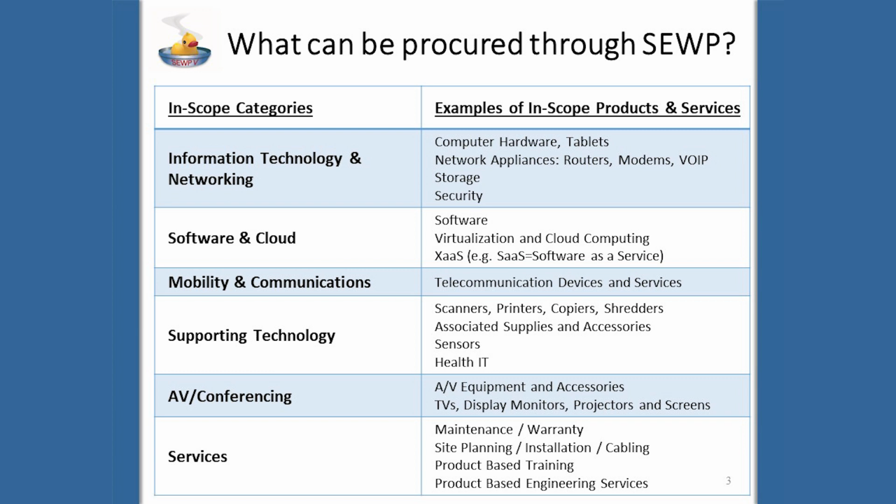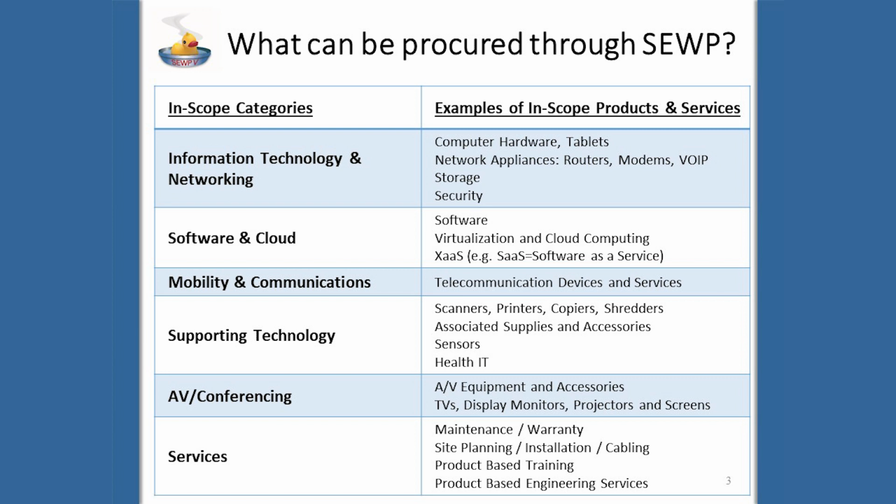Health IT is also a major component of SEWP 5. Along with all the above, the other category is audiovisual and teleconferencing and video conferencing support. Here again, any technology falling within that category is within the scope of SEWP. Those are the products, but SEWP is a solutions contract, not just a products contract, so there are a large number of services also available through these contracts. Maintenance and warranty, installation, cabling, site planning, which is any activity prior to the actual purchase of a service or product, training, and finally engineering services.